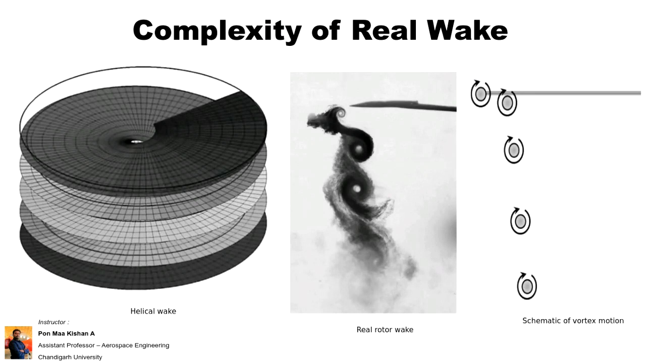So apart from that, I have included this for understanding how the rotor vortex will be generated. This is like a helical wake, like a sheet. If you see, if the helicopter blade is rotating, from the upper surface we can see the wake formation, right?